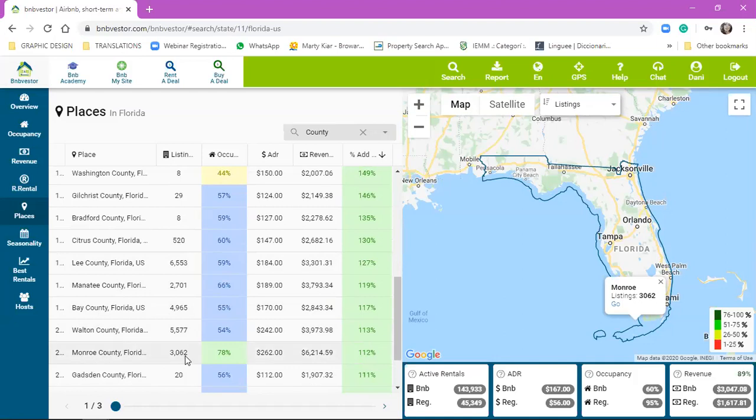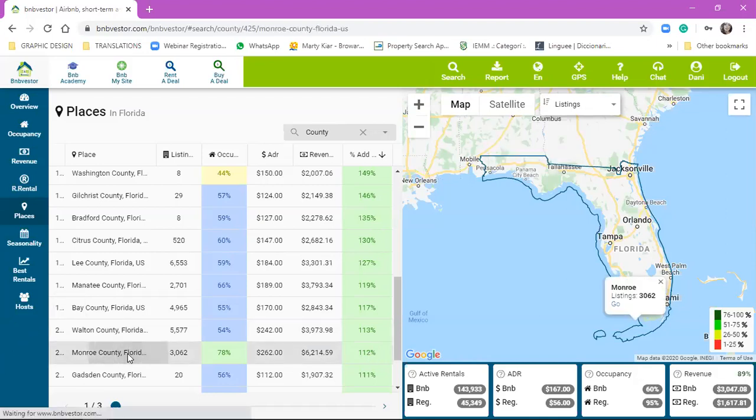Why? Because they have a decent number of active BNB listings, an occupancy rate that is undeniably great, an additional revenue that maintains at approximately $262, and a revenue of 6,200, and then you get an additional revenue of 112. Yes, this would definitely be a county that you would take a look into.